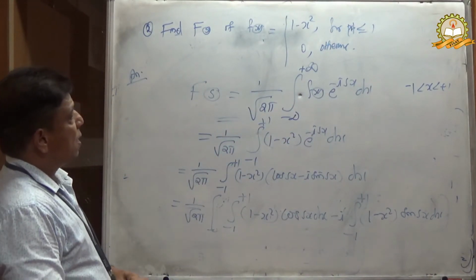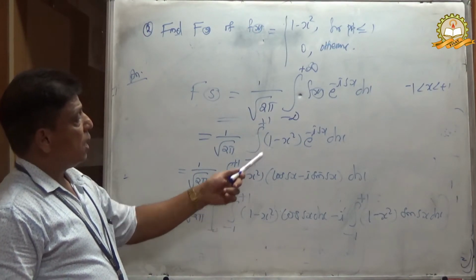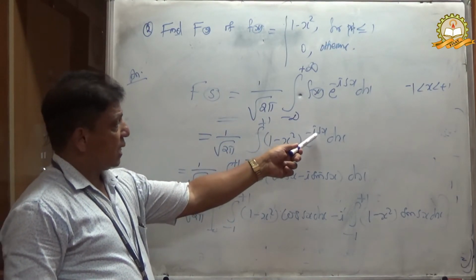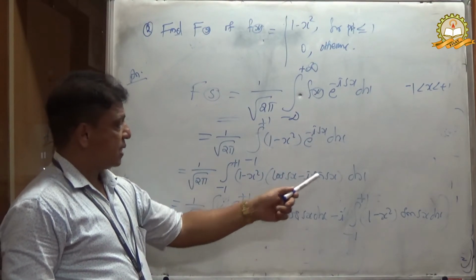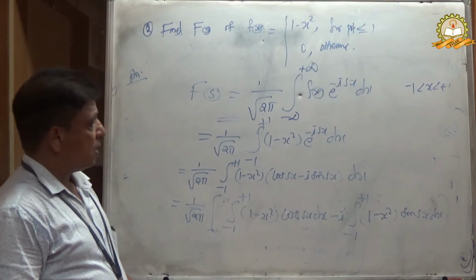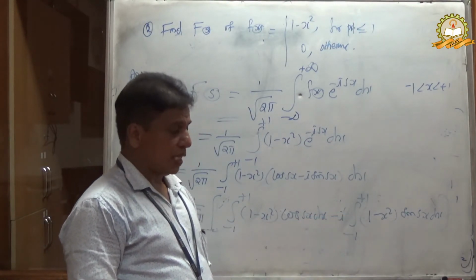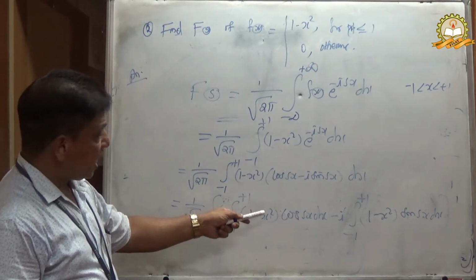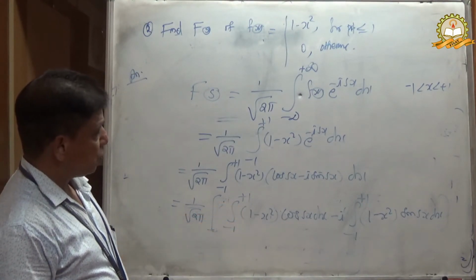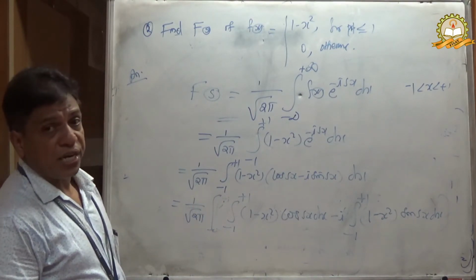Here we substitute the function 1 minus x square and take e raised to minus isx as cos sx minus i sin sx. So we get the integral of 1 minus x square into cos sx dx, then minus i into the integral from minus 1 to plus 1 of 1 minus x square into sin sx dx. In order to integrate this one, we can apply the property of definite integral.